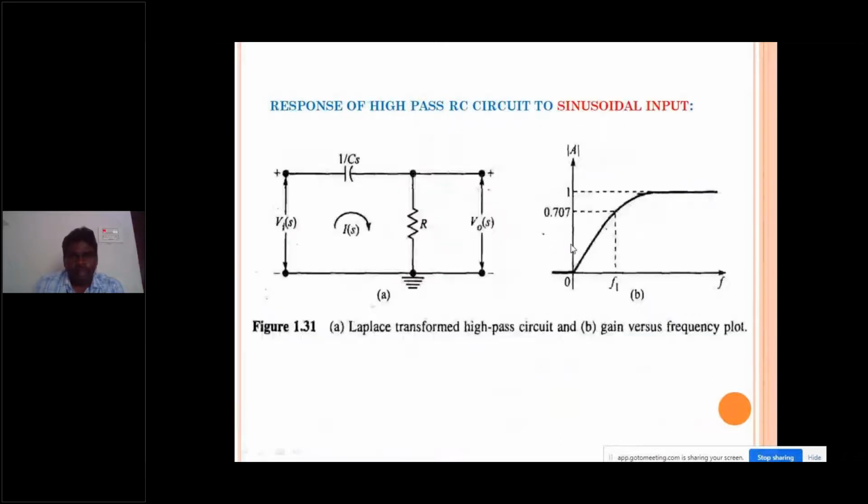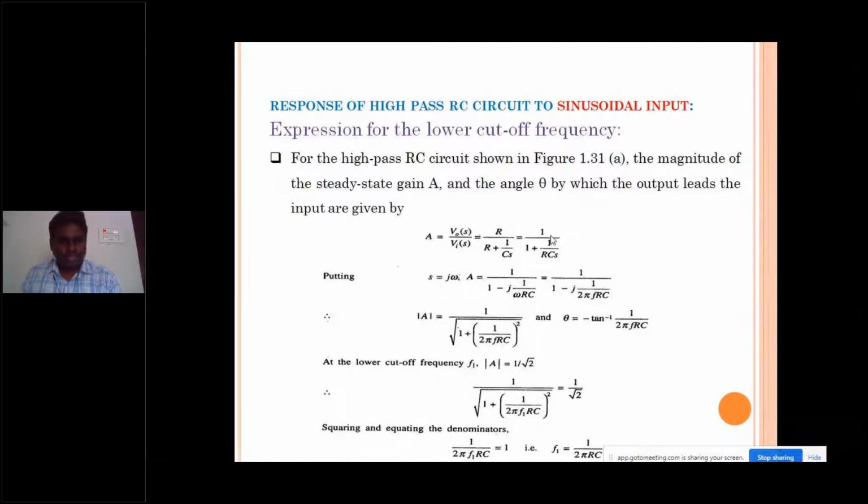Now in a similar manner, let us see what will happen if you apply different inputs, different non-sinusoidal signals as well as sinusoidal signals. If you apply a sinusoidal signal, there is no change in the shape of the output. The output signal is also a sinusoidal signal, so there is no change. And now I can see the value of the lower cutoff frequency. For a high pass circuit, you have a lower cutoff frequency.